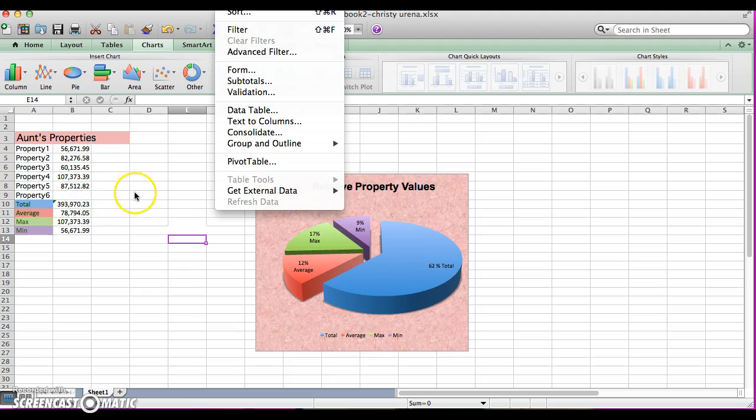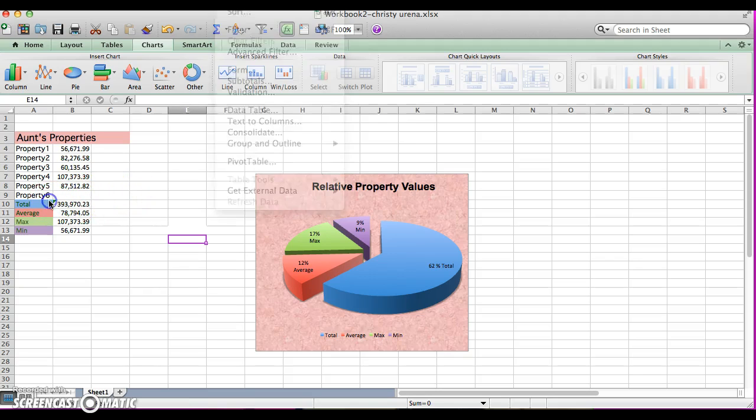And then I also entered the total, the average, the max, and the minimum that I already had entered, which was from A10 to B13. And this is what I achieved on the pie graph, showing the total, the average, the max, and the minimum distributed.